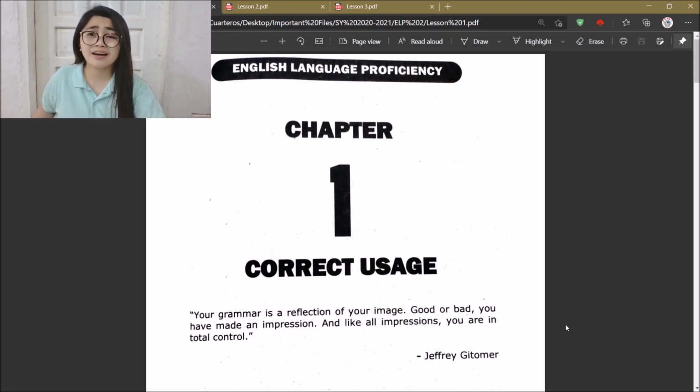Our subject is English language proficiency. English language proficiency aims to develop your macro skills. When we say macro skills, it involves your listening, speaking, reading, writing, and viewing. Those are the five macro skills that English language proficiency seeks to develop.